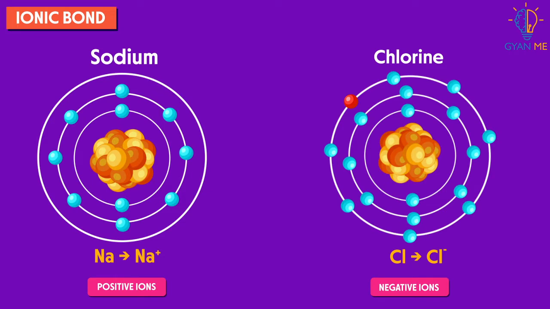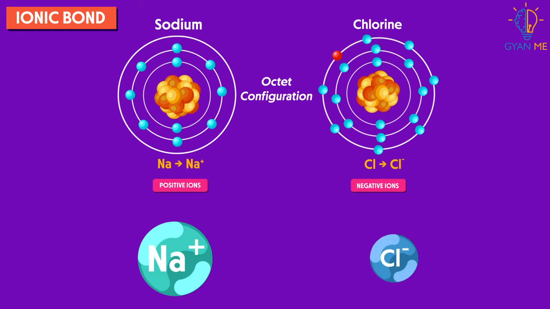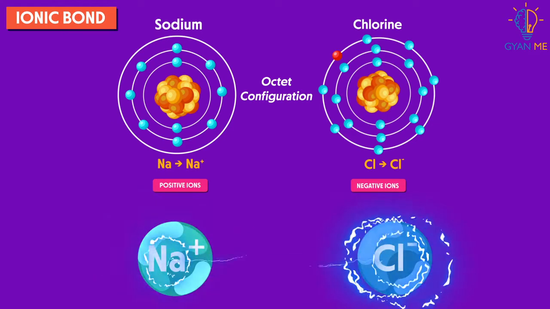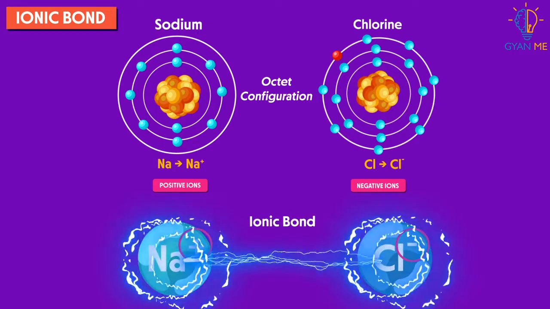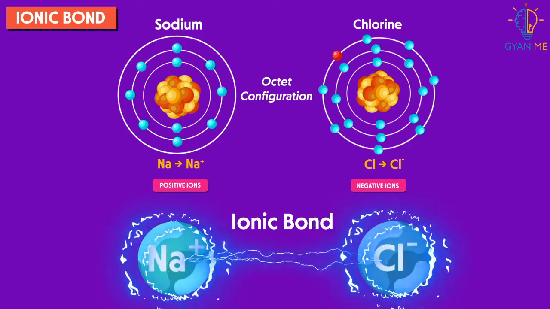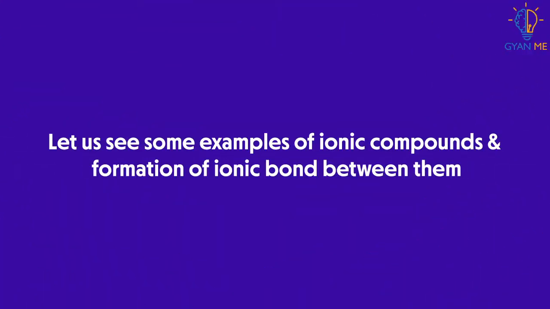And the bond which is formed between these two ions due to the attraction force between these oppositely charged ions is called an ionic bond, since it is formed between ions. Let us see some examples of ionic compounds and formation of ionic bond between them.